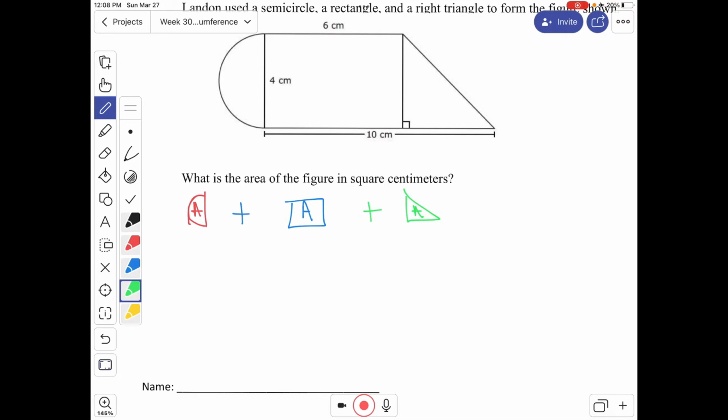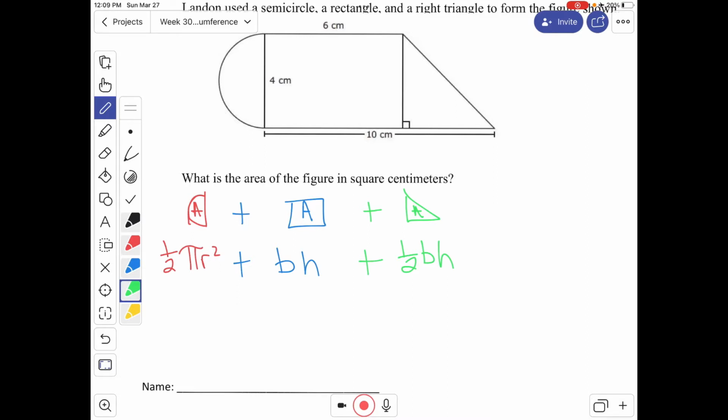We always want to start with our formulas. So the formula for a circle we just wrote was pi times radius squared. And since this is a half a circle, we want to multiply times a half. Plus the rectangle, which is base times height, plus the triangle, which is 1/2 base times height.